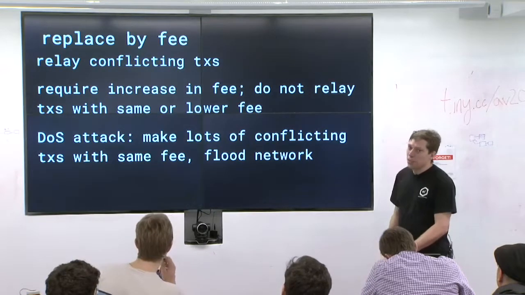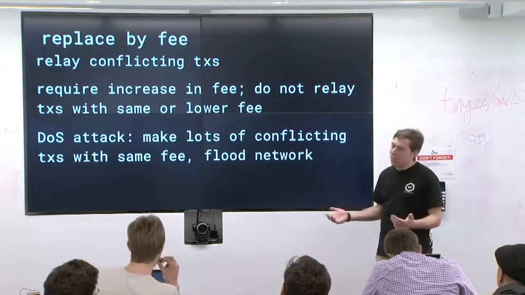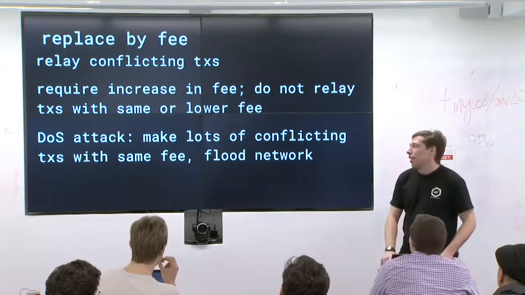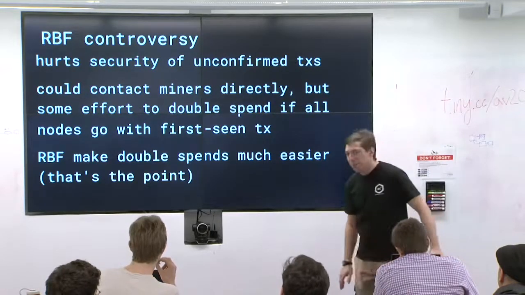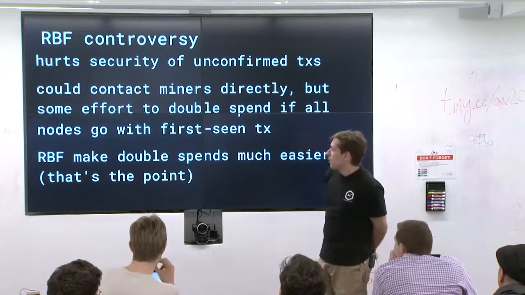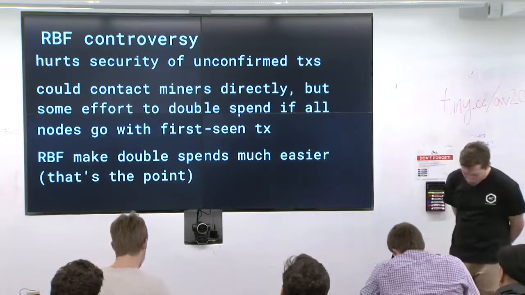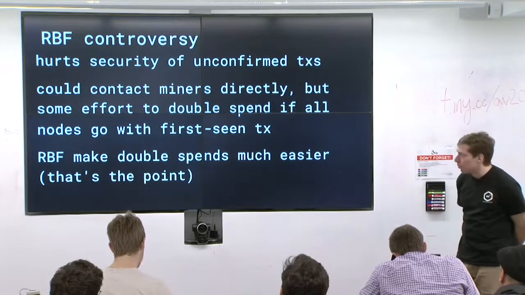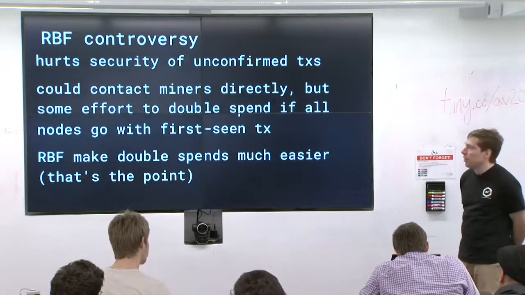Okay, so this seems simple, right? We have replace by fee. If you have a higher transaction fee, you replace the transaction. Wallets implement it, no problem. No. Well, people don't like it. People said, no, we don't like replace by fee. This was a controversy around 2015 when a bunch of the developers were like, yeah, this seems reasonable, let's put it in. People said, no, this hurts the security of unconfirmed transactions.